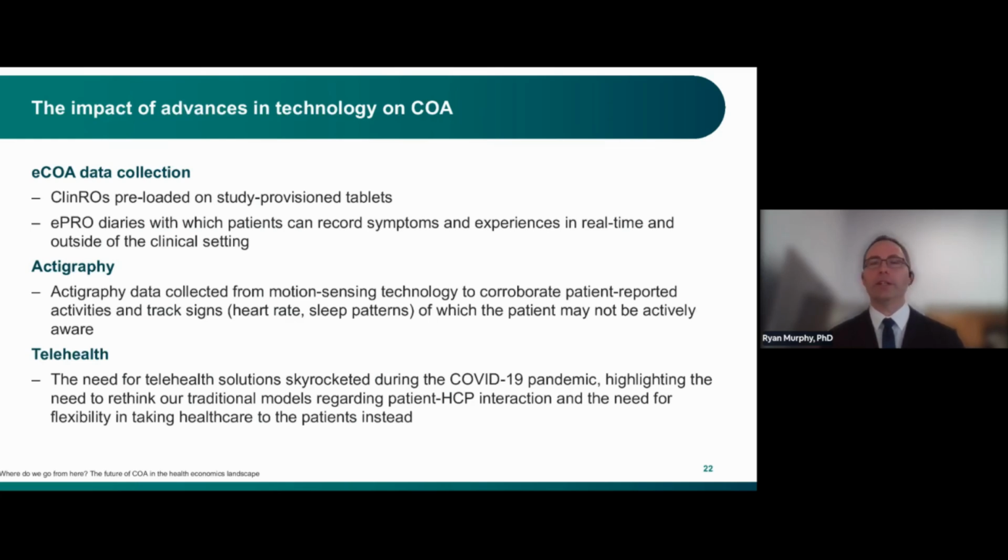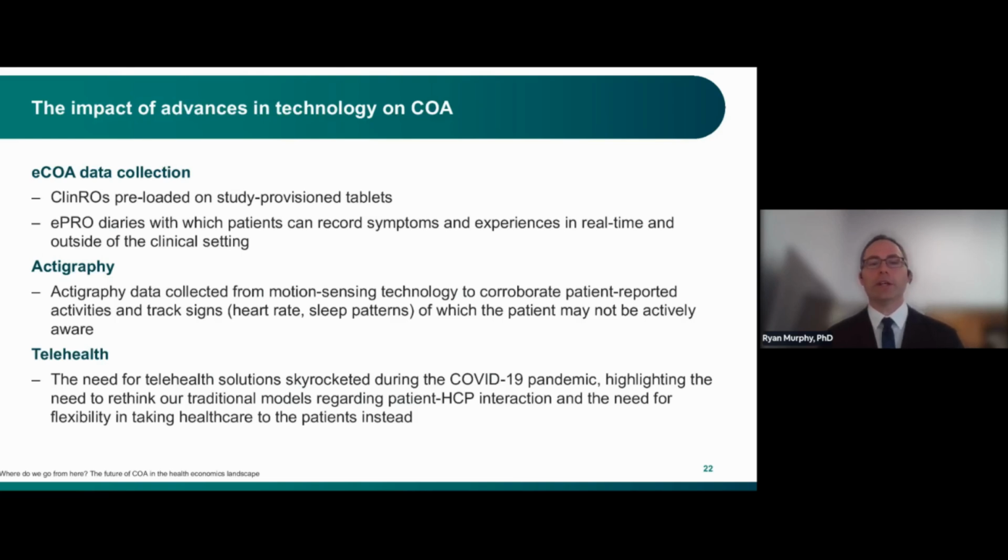And finally, telehealth is new, well, not entirely new, but it is more emerging over the past few years, largely because of the COVID-19 pandemic. It's prompting us to rethink the traditional model of the patient coming into the clinical site to interact with a healthcare professional. We might need a little bit more flexibility going forward. We can't always assume that is going to be the case.